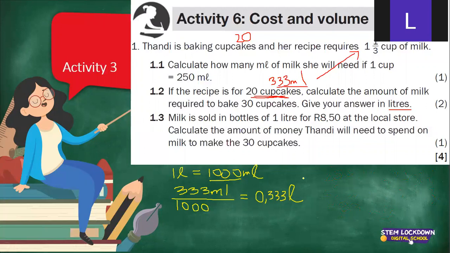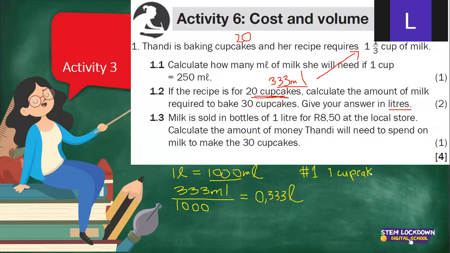Okay, for this one, it's best to use cross multiplication, right? I'll give you two ways. Method one: you can either say, how much milk will I need for one cupcake? This is the first method. One cupcake.